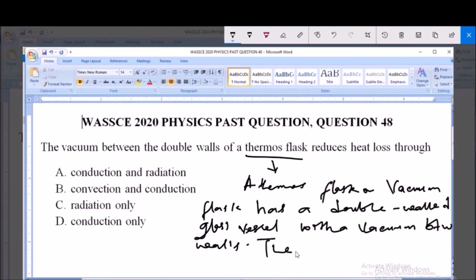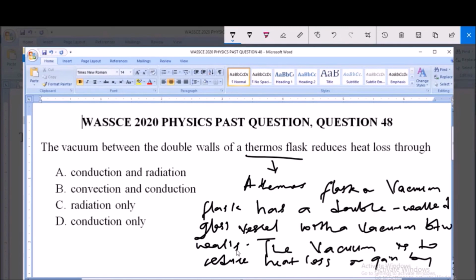Now this vacuum is to reduce heat loss or gain by conduction or convection. So the vacuum between the double wall of a thermoflask is actually to reduce heat loss via conduction or convection. Conduction is loss of heat via a material medium, whereas convection is the loss of heat in fluids. So the answer to this question is option B, convection and conduction.